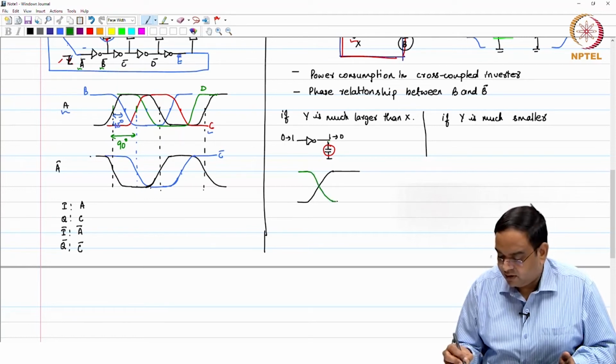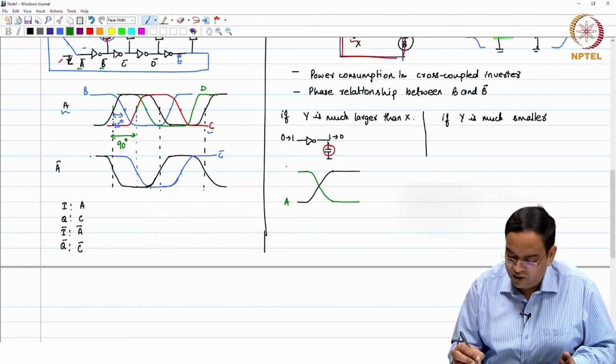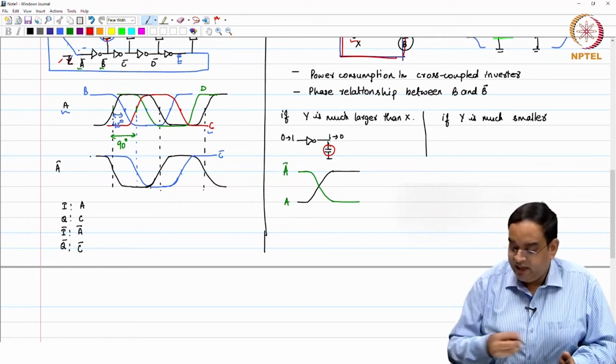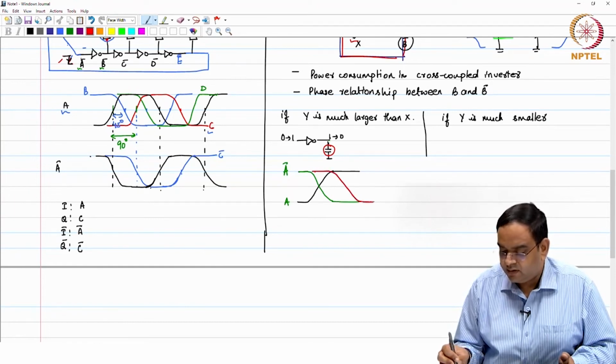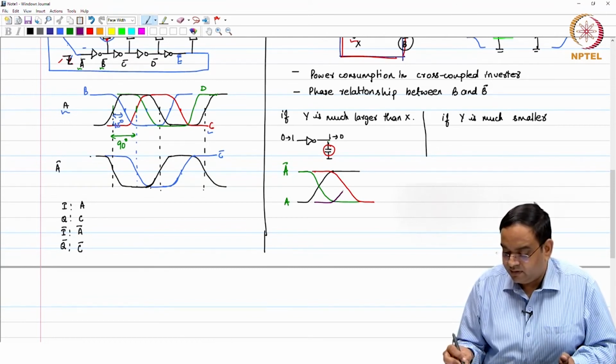This is the clock A and this is clock A bar. So, ideally B should be like this and B bar should be ideally like this. Okay.